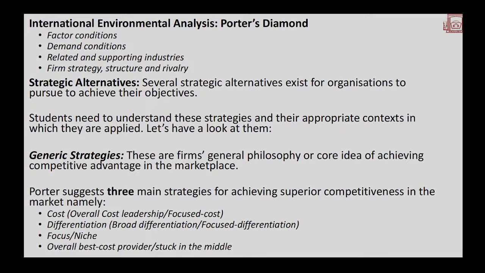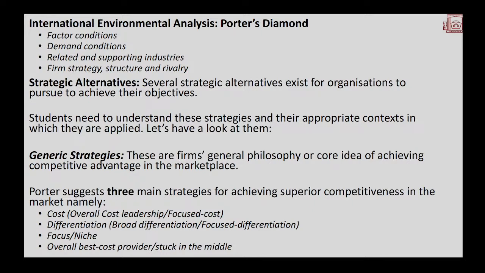So, for instance, how attractive is the tourism industry in Ghana, or the hospitality industry in Ghana? Can Ghana compete with other countries? That's what we are looking at on a global scale. Once you have been able to do all this and a SWOT analysis, you now start looking at strategic alternatives.